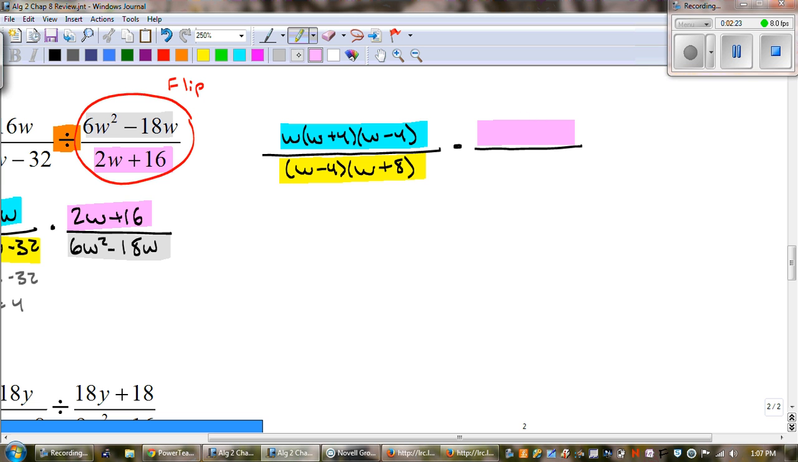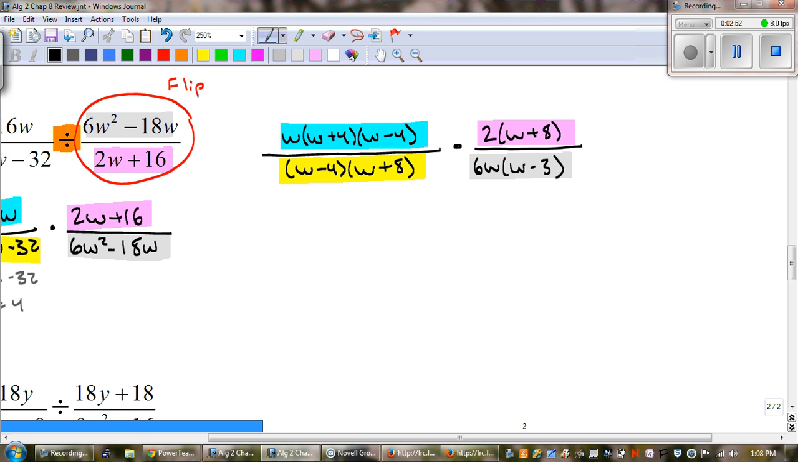All right, so the pink. All we can do in the pink is take out a GCF, and that GCF is 2, and we're left with w plus 8. And then on the bottom, the gray, we can factor out a 6w, and we're left with w, what? Yeah, w minus 3.